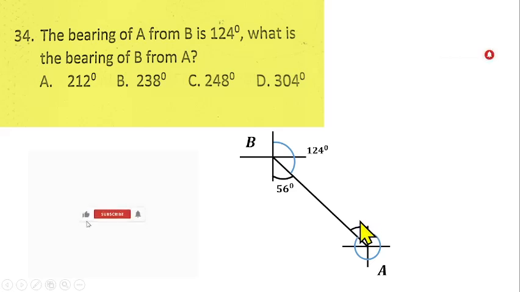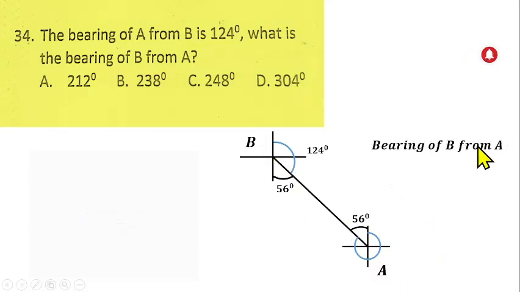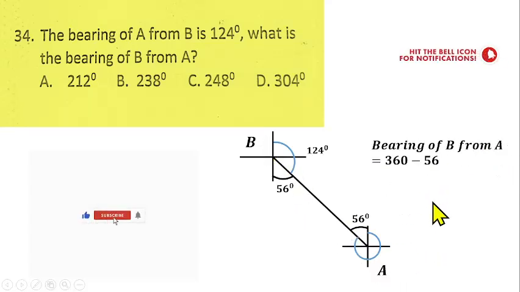Then if this angle is 56, we know that from the north back to this north is 360 degrees. If from here to here is 56, we can find the leftover. If you remove 56 from 360, that will give us the bearing of B from A. So the bearing of B from A will be 360 degrees minus 56, which gives 304 degrees, which is option D.